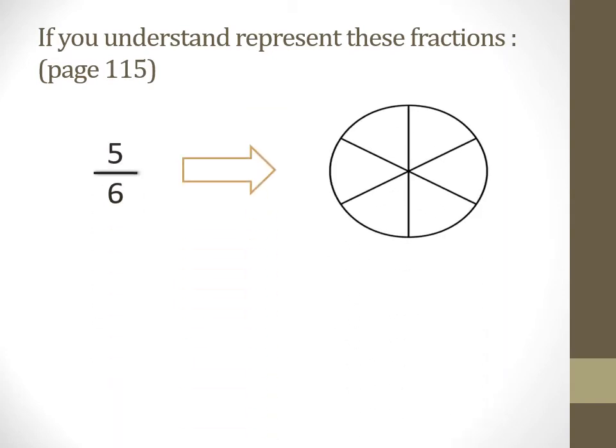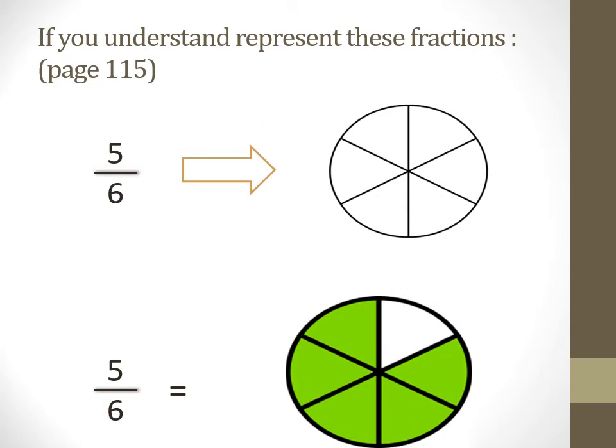Represent this fraction 5 over 6. We know 5 over 6 means 5 parts of 6 equal parts. Okay, so I color 5 parts from 6 parts equally. Again, I color 5 parts from 6 parts equally.